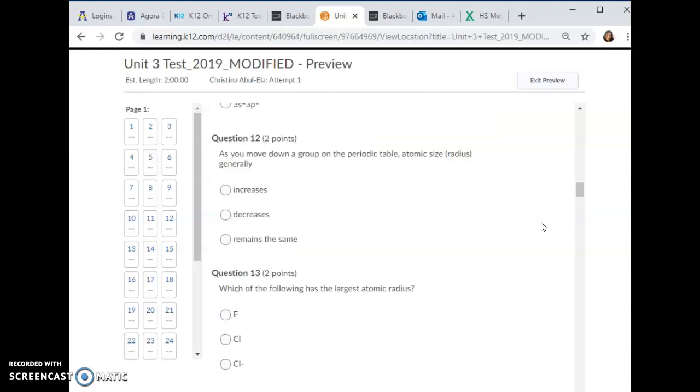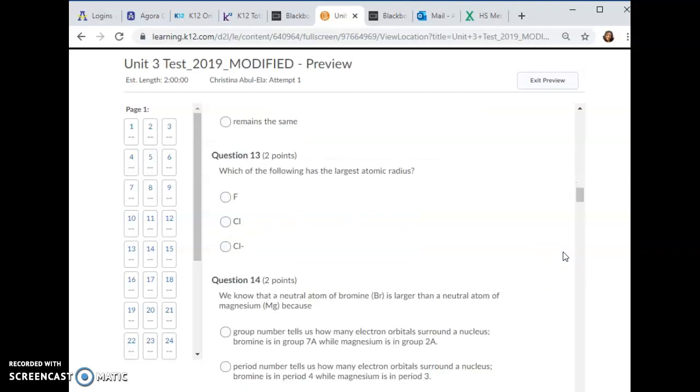Question 12. As you move down a group on the periodic table, atomic size or radius generally increases, decreases, remains the same. Question 13. Which of the following has the largest atomic radius? Fluorine, a fluorine atom. Chlorine, a chlorine atom. Or Cl-1, a chlorine ion.